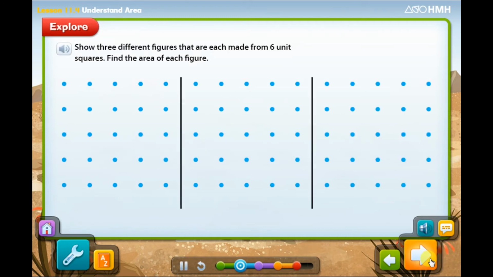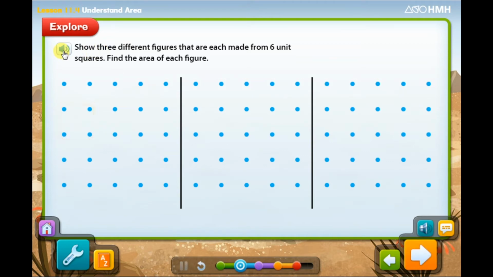Let's look at different figures that have the same area. Many shapes could be different in shape but equal in area. Click a unit square to add it to the figure, and that's what we have seen here: 6 unit squares in all.